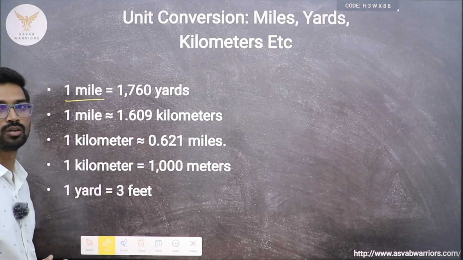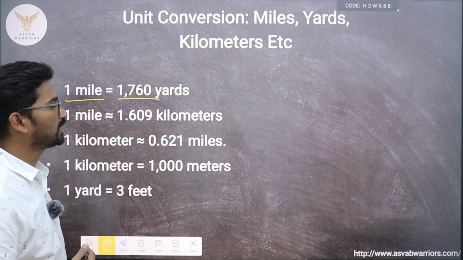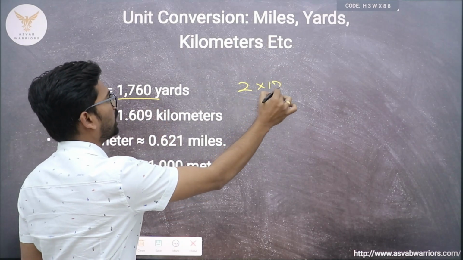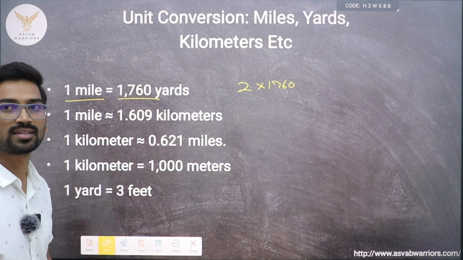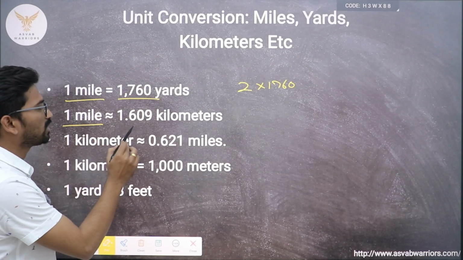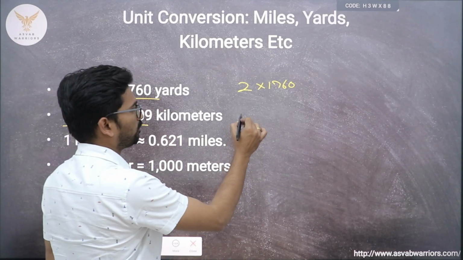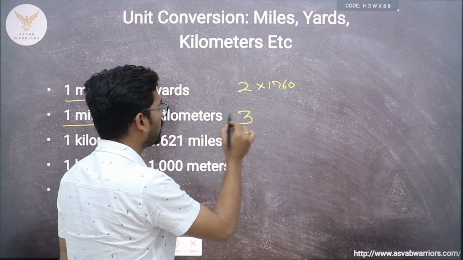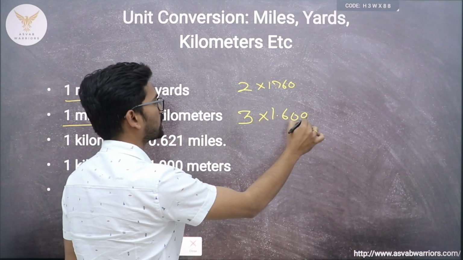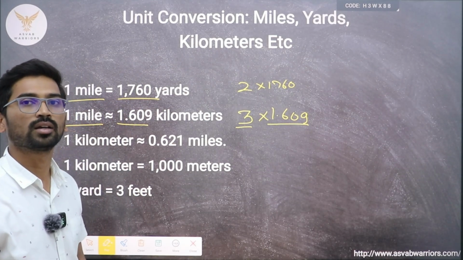1 mile is equivalent to 1760 yards. If there are 2 miles, then you will multiply with 1760 and you will get your answer in yards. And also 1 mile is equivalent to 1.609 kilometers. If you have been given that the distance is 3 miles, then in kilometers it will be 3 into 1.609 kilometers.